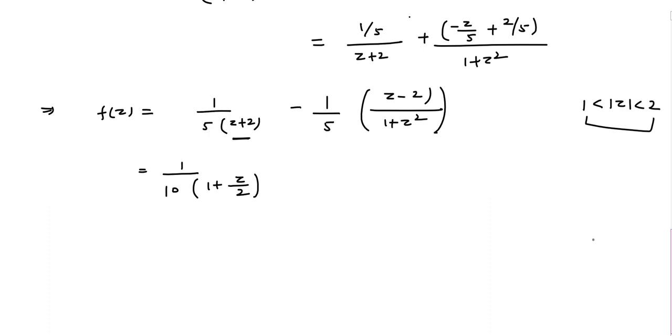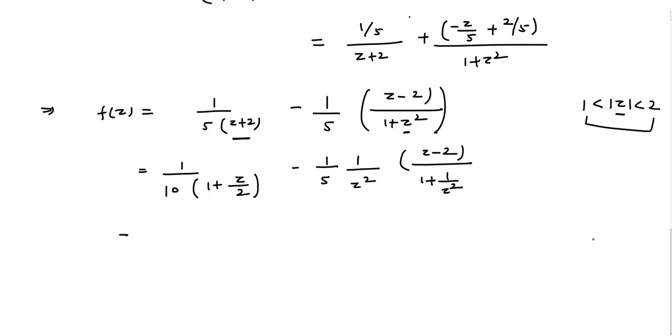So in this domain, this series will be convergent. Similarly, here we need to take 1 by 5. If I put 1.5 here, it will give 1.5 to the whole square, that is 2.25, which is greater than 1. So we have to take z square as common, that is 1 by z square, take as common, we will get z negative 2 over 1 plus 1 by z square.